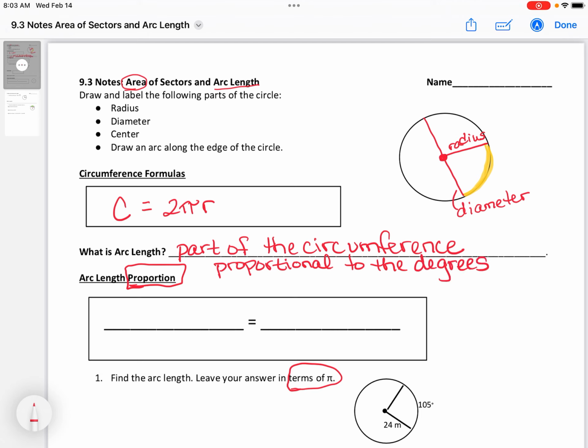So if we know the central angle and we know the radius, we can find the arc length. So here's how it works. We're going to have the angle, the central angle, and it's going to be over 360. And why 360? Because it's always all the way around the circle. And then the arc length is going to be compared to the circumference, which is 2 pi r.